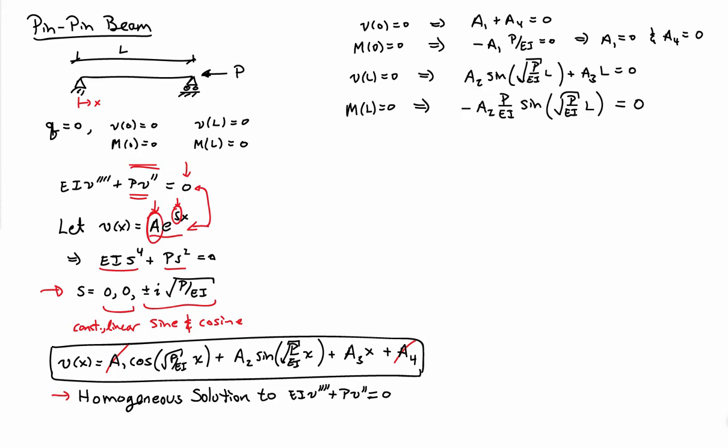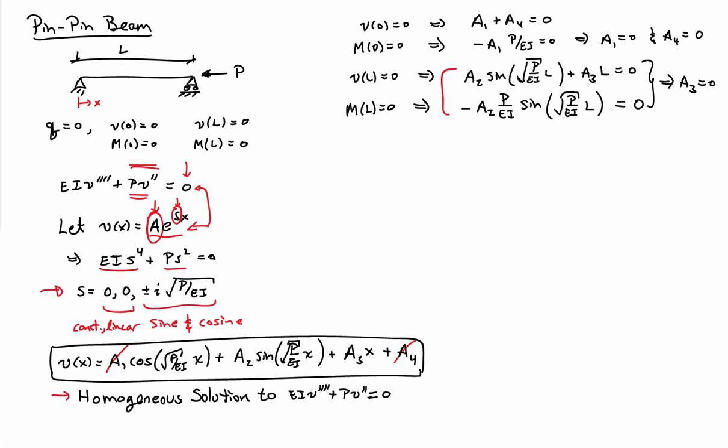Now if I look at x equals L and evaluate the deflection condition and the moment condition, I end up with these 2 relationships here. If I look at the second of the 2, I'll notice that combined with the first, that's going to tell me that a3 has to equal 0.